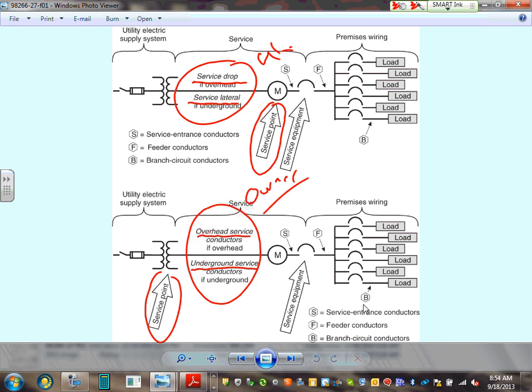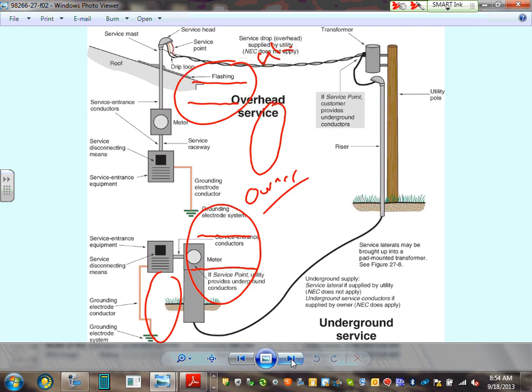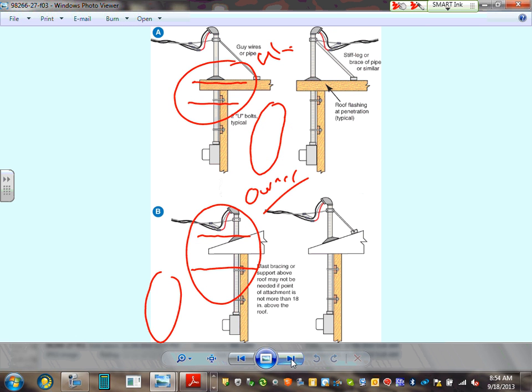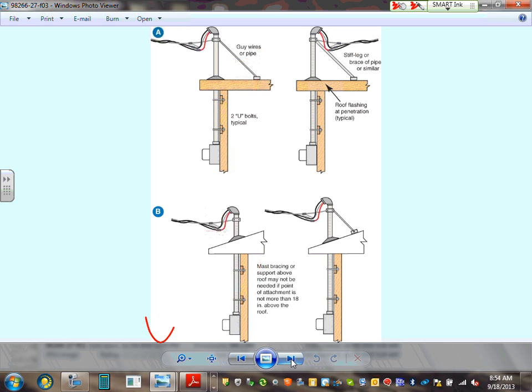So that's what we talked about, the service. Here's a couple of things that I would like you guys to be aware of. When you put your mast, in order for your mast to be structurally sound, it has to have certain supports. I believe if it's more than 18 inches, then you have to support it. That's structure, right? The utility is required to do that. So be aware as you put your mast.